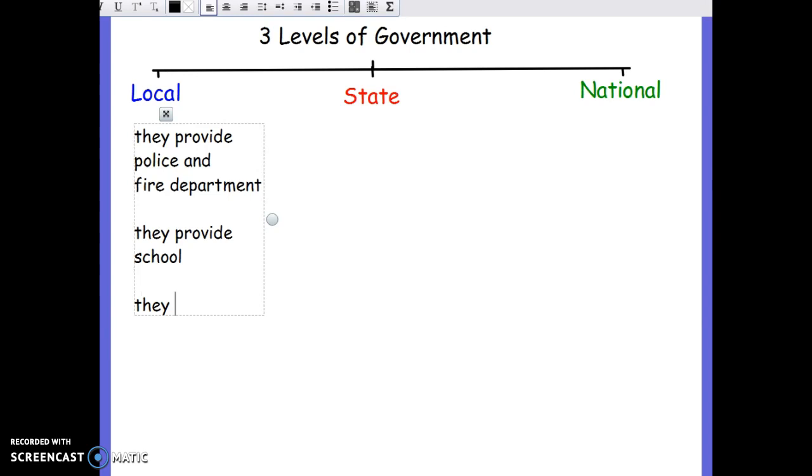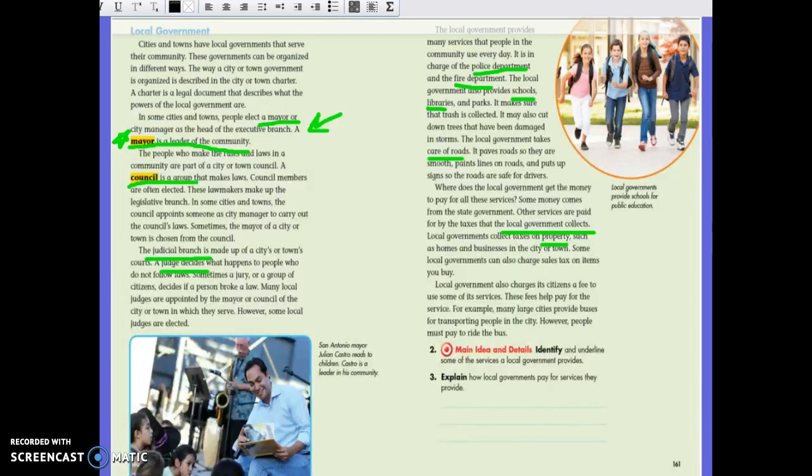They take care of local roads. So the roads that run through town or through the community, it's the local government's job to make sure the roads are paved nice, they're painted, all the road signs are up, all those things. Okay, so what is the responsibility of the state government? If you look back through the text, they're very similar to the local government.